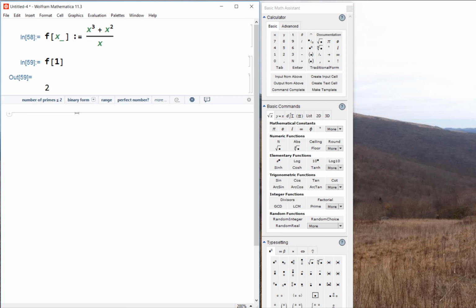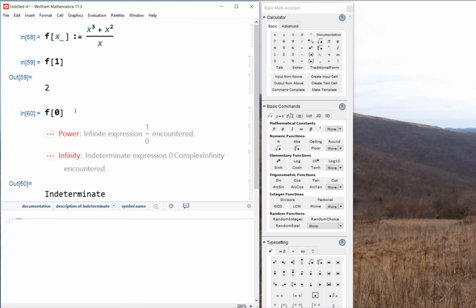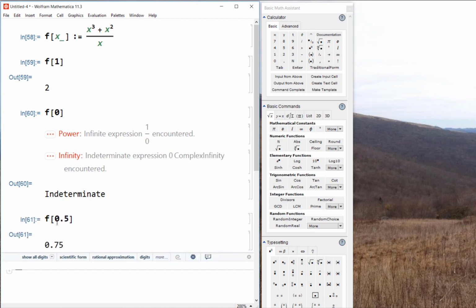All right, so we're interested in what happens to this function near 0. And so we can ask it, well, let's just see, what is f of 0? And it doesn't like it. It says indeterminate. So we can't just plug 0 in, but we can try plugging in things close to 0. And so let's see about f of, let's just say 0.5. f of 0.5, I get out 0.75. Now I can say f of 0.1, I get out 0.11.